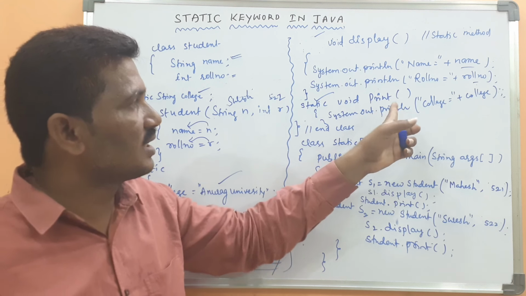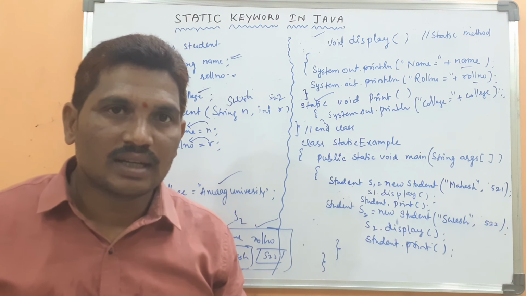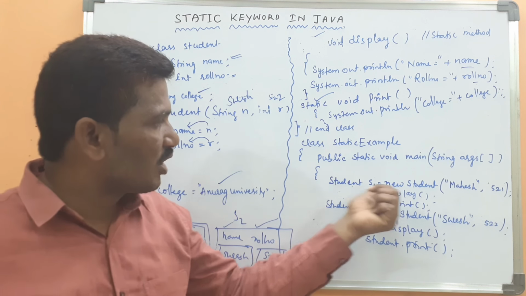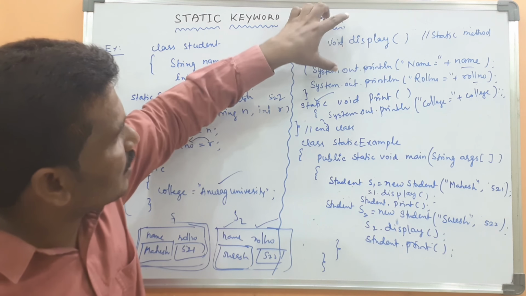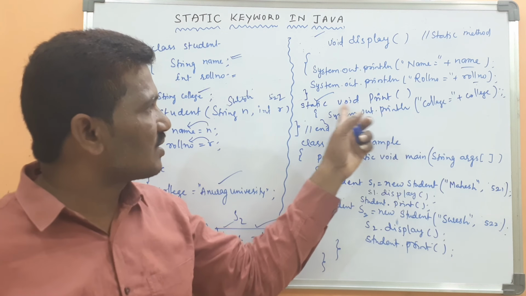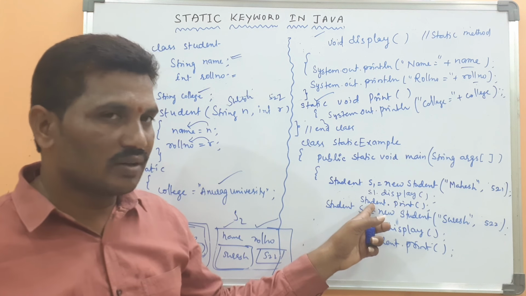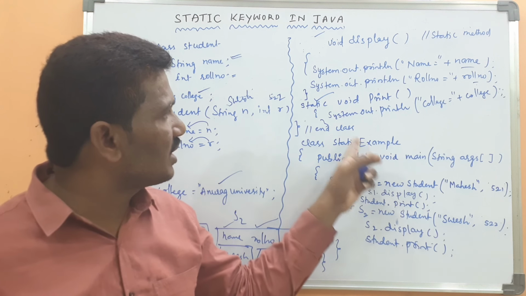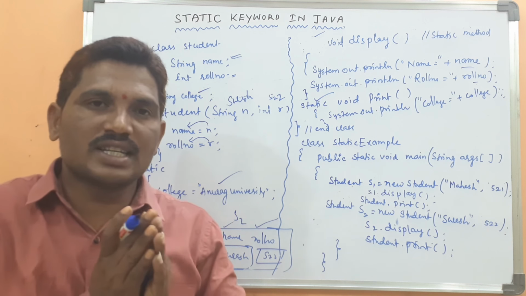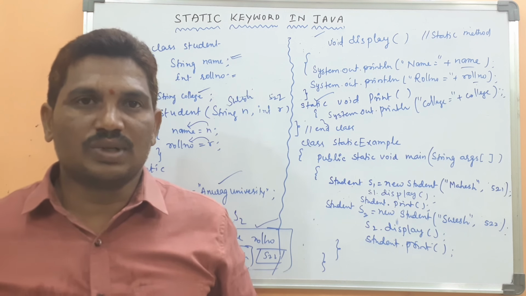That's why I wrote a separate method for the static variable. Whenever S1.display is called, control comes to the name and roll number, which are displayed. Then print belongs to static, so it will be called with the help of Student.print. Then control comes to the college, because the college is a common property to all students.